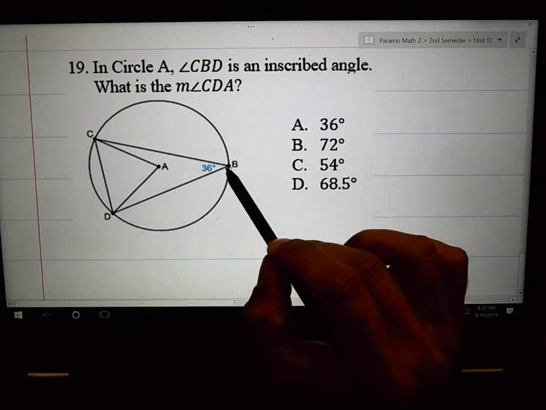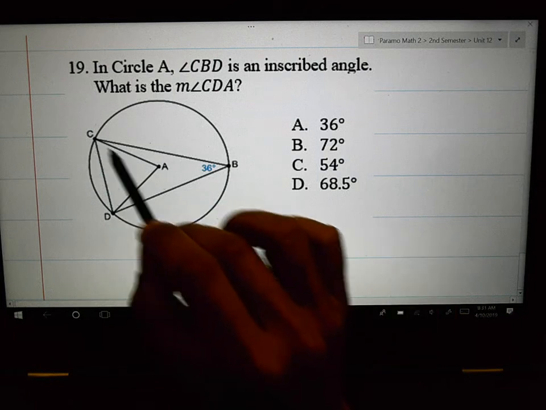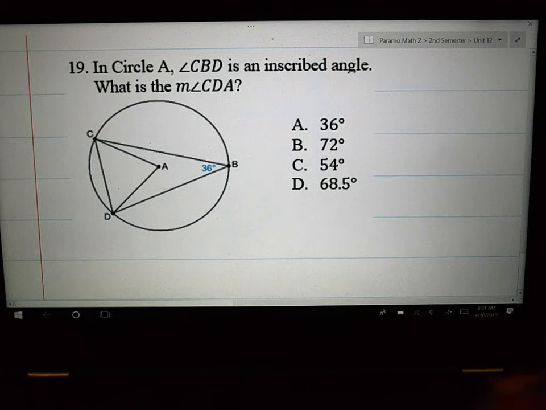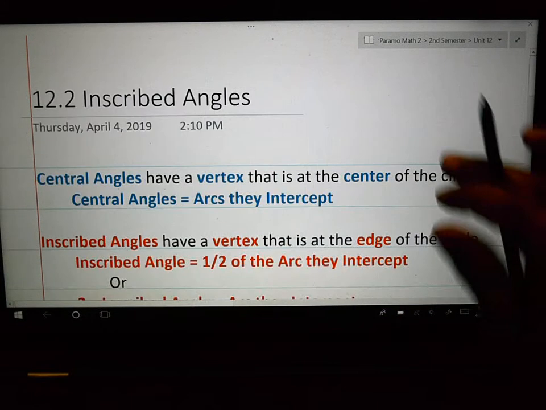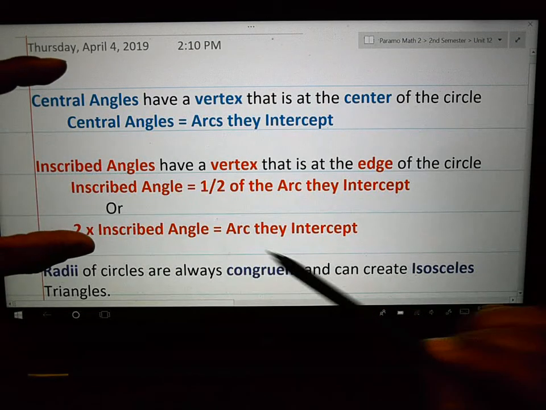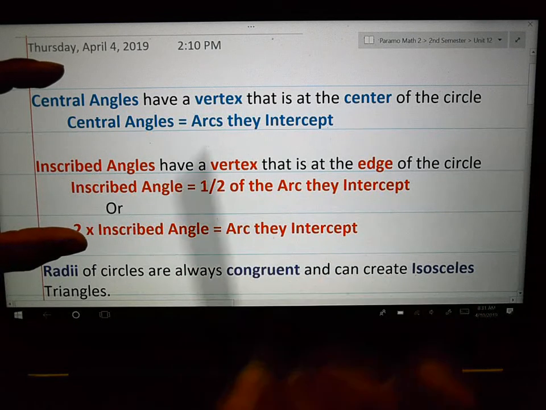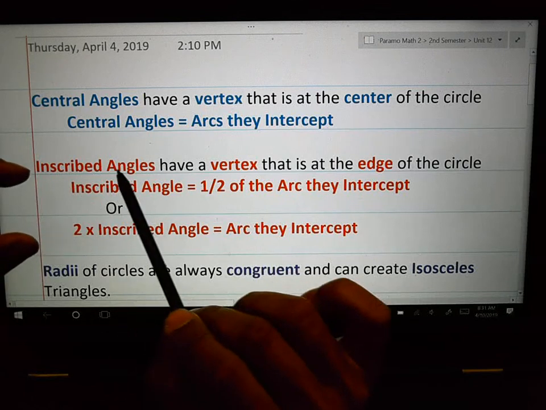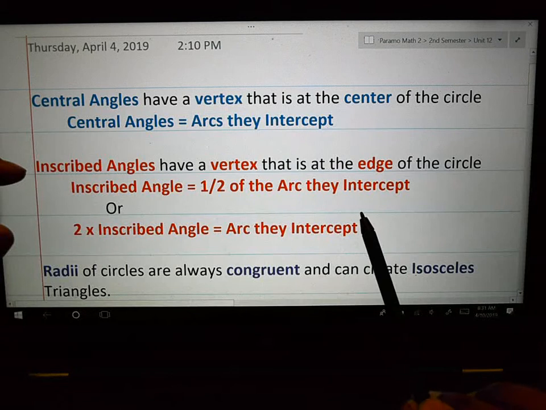An inscribed angle has the vertex of your angle on the edge of a circle, whereas the central angle is at the exact center of the circle. Now there's a huge difference mathematically between these two things, which is why I color-coded this one in blue and this one in red so you would know the difference. The central angles are going to be equal to the arcs. They're going to be the exact same, whereas inscribed angles are going to be half of the arcs they intercept.